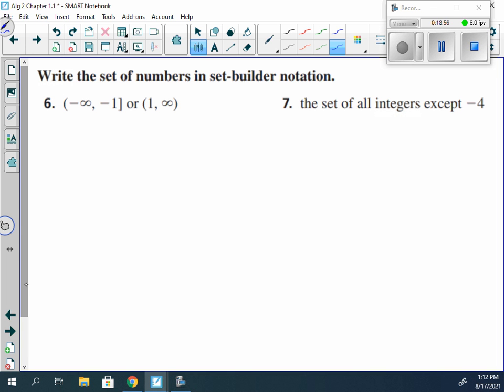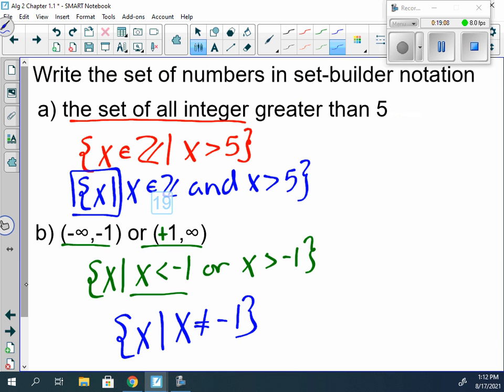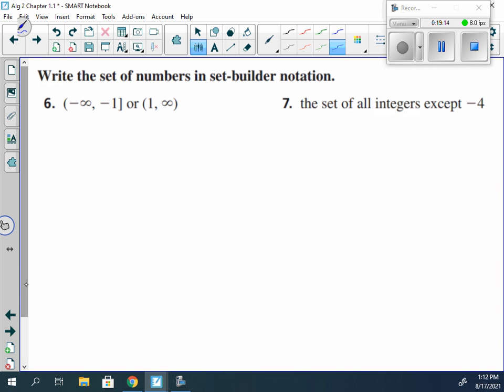Well, let's look at number 6. We have -infinity to -1 or 1 to infinity. Yeah, so we do have different 1 and -1 and 1. But also, what happened at -1, we don't have a parenthesis, we have a bracket. So that means that -1 is included. So again, it is all real numbers, so that makes it a little bit easier.